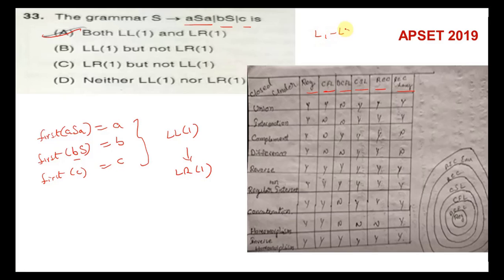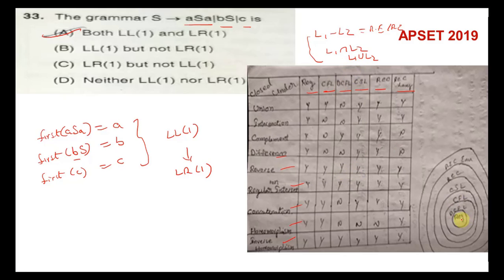For example, whether L1 minus L2 is recursive enumerable or recursive, or L1 intersection L2 and L1 union L2. For finding the closure operations, whether the language is closed under union, intersection, complement, difference, reverse, regular intersection, concatenation, homomorphism, inverse homomorphism, we have to write this table. If you understood this table, you can easily answer the question.